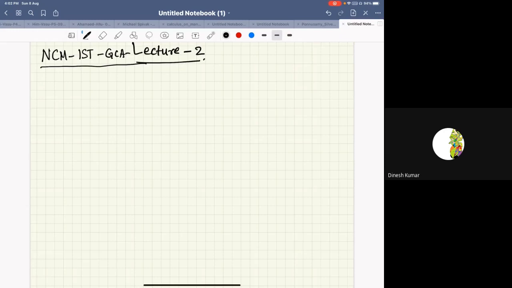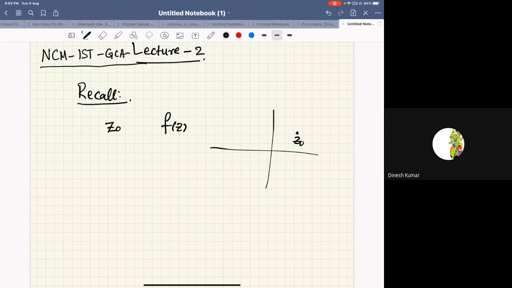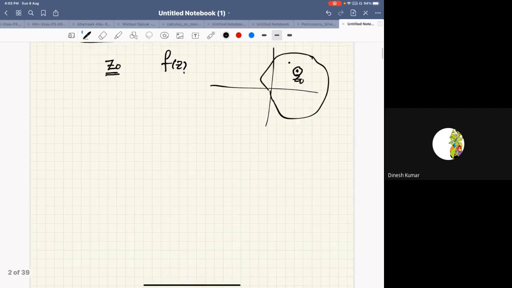So, first I will recall what we mean by singularity and poles, and then I will start my lecture. A point z0 is said to be a singularity of a function f of z if the function is not analytic at z0, but in a deleted neighborhood of z0 there exists at least one point at which the function is analytic. Such a point is called a singularity of f of z. Let me write the definition one more time.